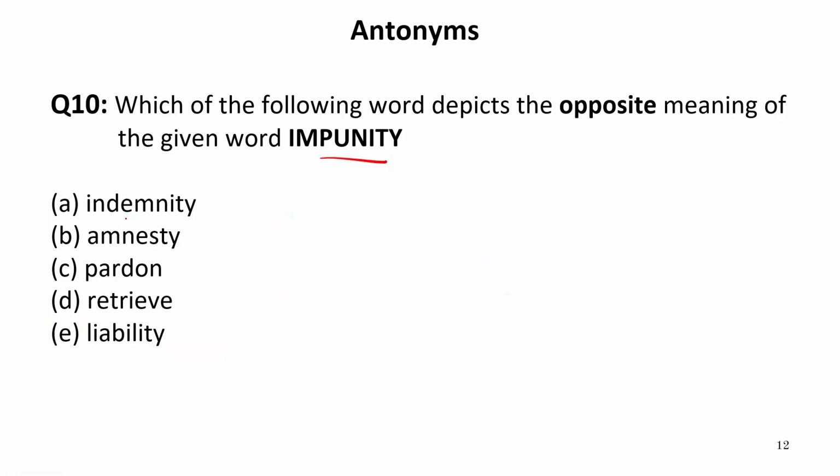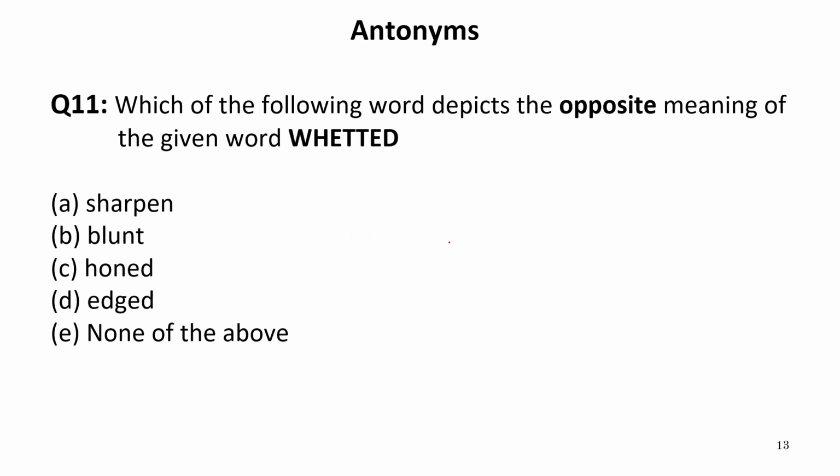Impunity. Now impunity refers to indemnity. When there is a compensation or when there is a situation of a person who can pay the debts. So the antonym of it will be liability. So our answer is E, that is liability. Now let us move to the next one.